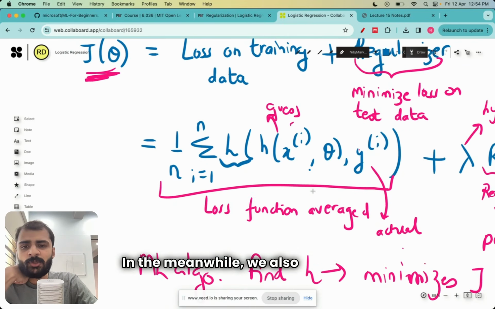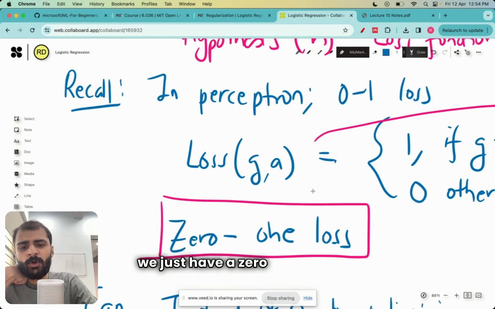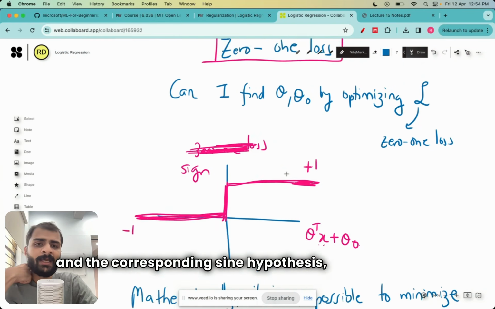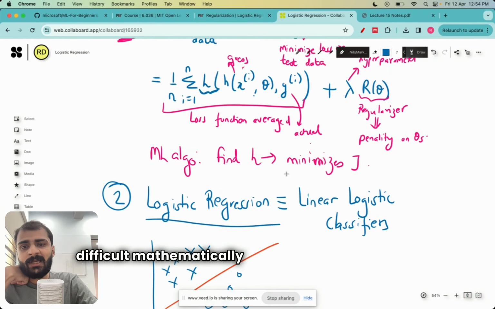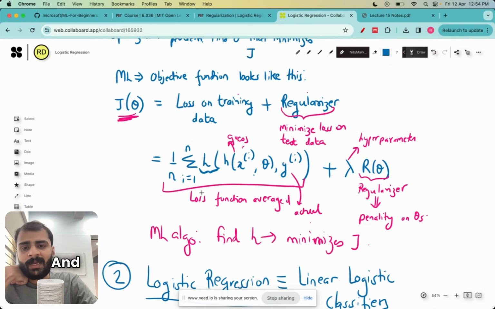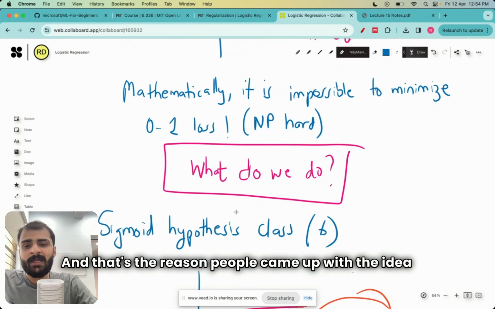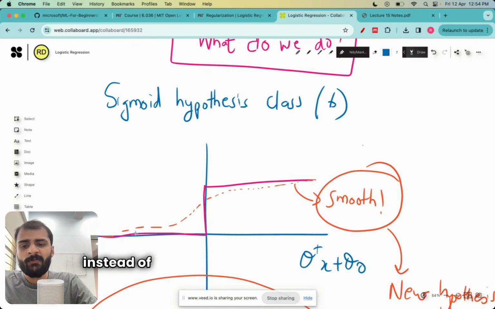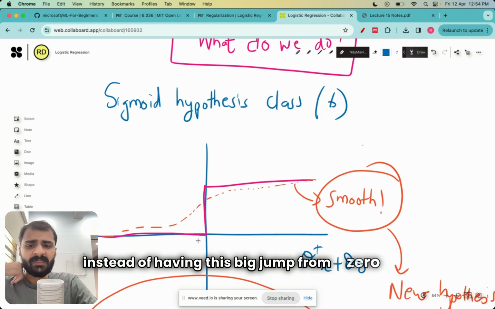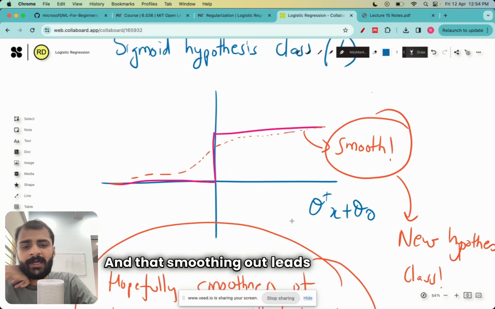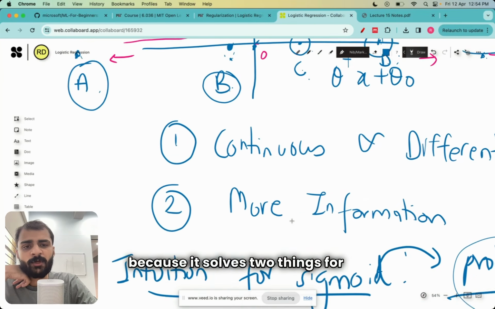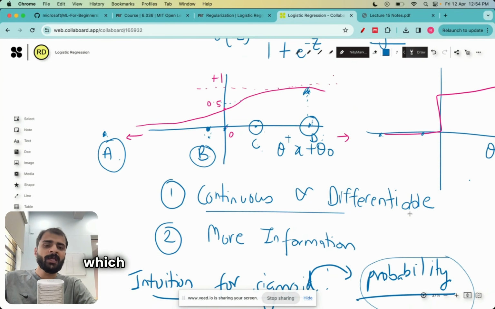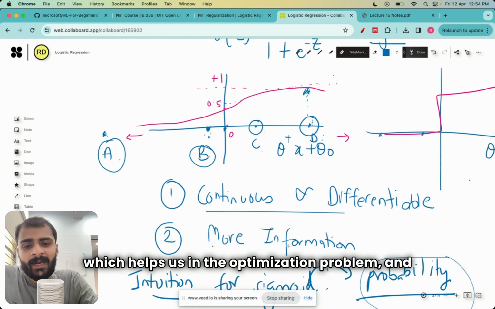In the meanwhile, we also saw that if we just have a 0-1 loss and the corresponding sign hypothesis, it becomes very difficult mathematically to solve this optimization problem. That's the reason people came up with the idea of a sigmoid function, so that we can smooth out the hypothesis instead of having this big jump from 0 to 1. And that smoothing out leads to wonders because it solves two things for us. It makes the hypothesis continuous and differentiable, which helps us in the optimization problem, and it also leads to more information.